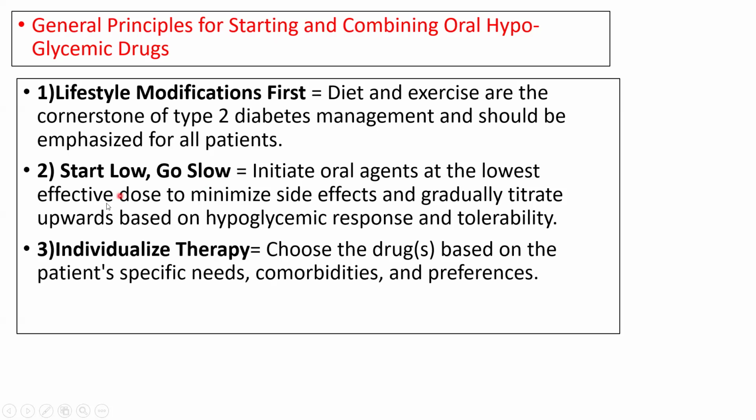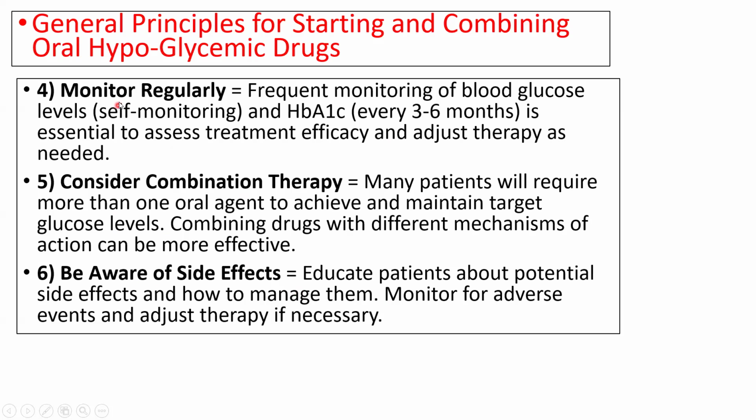Initiate the oral agents at the lowest effective dose to minimize the side effects and gradually titrate upwards based on hypoglycemic response and tolerability. Third, individualized therapy. Choose the drug or drugs based on the patient's specific needs, preferences and all the other things. Fourth one is to monitor regularly. Frequent monitoring of blood glucose level, that is by glucometer self-monitoring, and HbA1c every 3 months is essential to assess treatment efficacy and adjust therapy as needed.